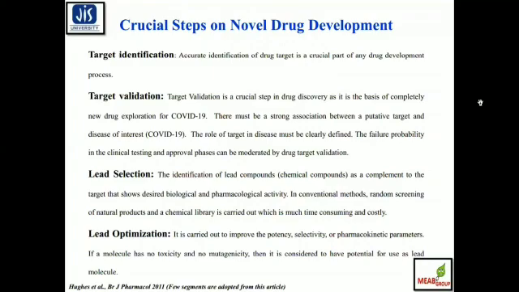So lead optimization is carried out to improve the potency, selectivity, and pharmacokinetic parameters. If a molecule has no toxicity, no mutagenicity, then it is considered to have potential for use as a lead molecule.